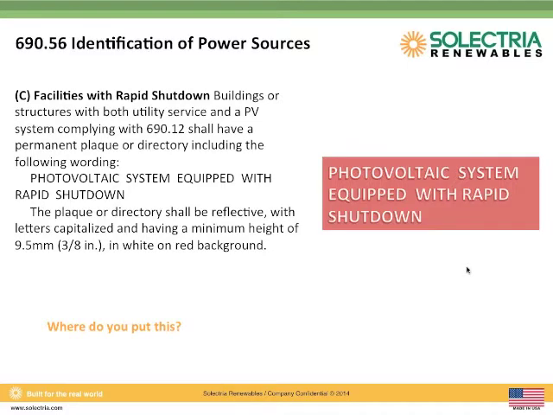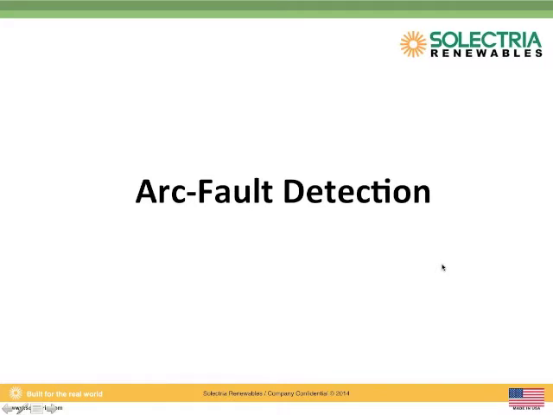One new change to the labeling requirements is that this particular rapid shutdown label needs to be reflective. I've had a number of different questions recently regarding this, and there was some confusion that all labels needed to now be reflective, and that is in fact not the case. It's this label in particular that is required to be reflective. So, arc fault detection.